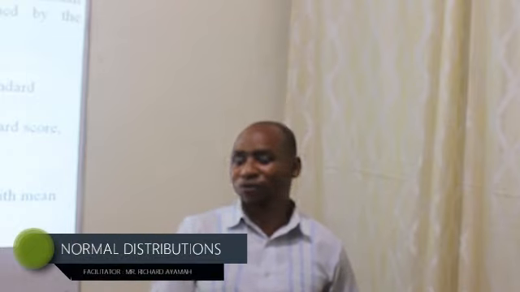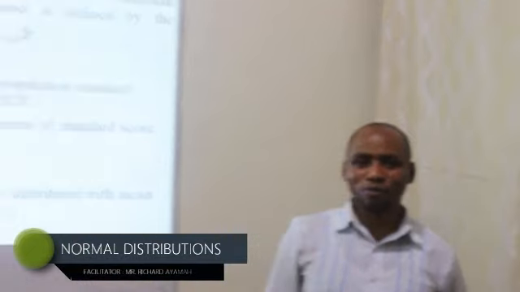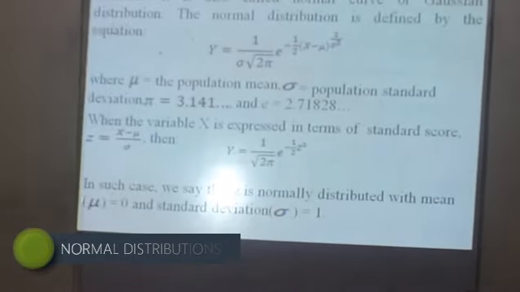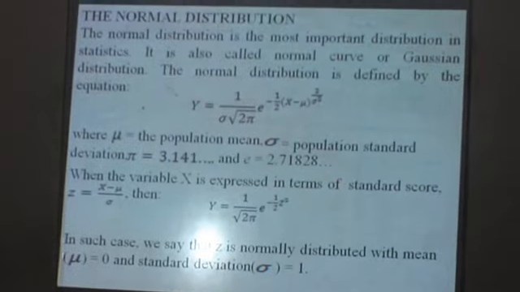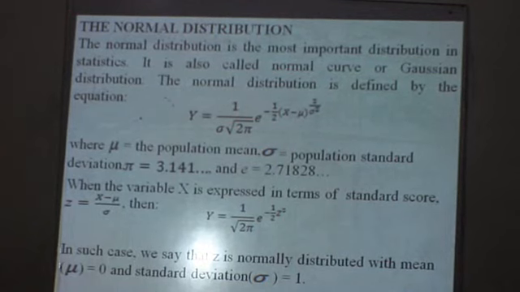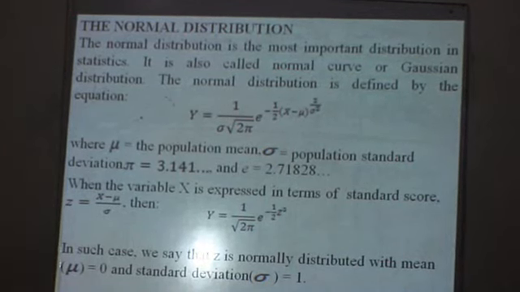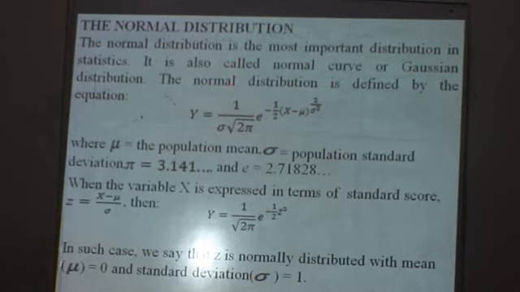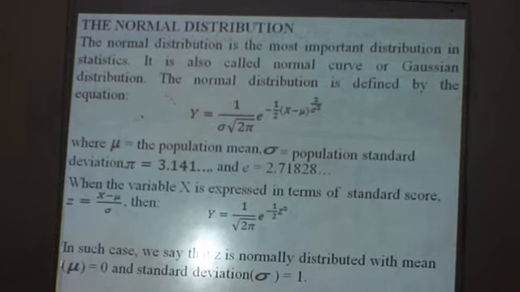We are to continue with our lesson on educational statistics. And today we are going to deal with the most important distribution in statistics, the normal distribution. The normal distribution is at times called the normal curve or the Gaussian distribution.